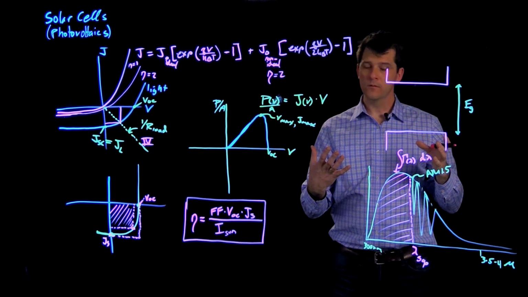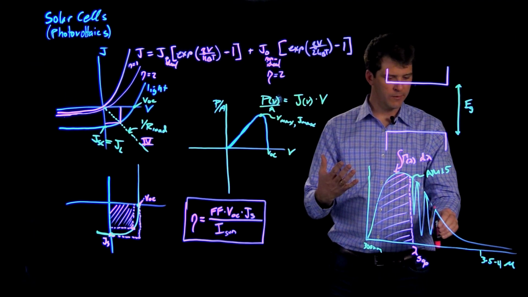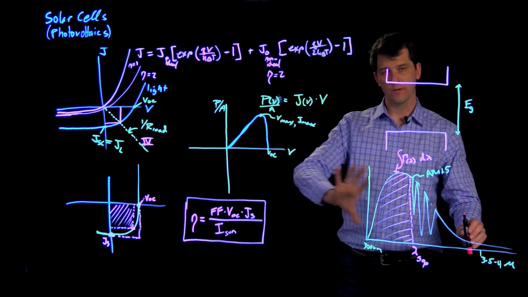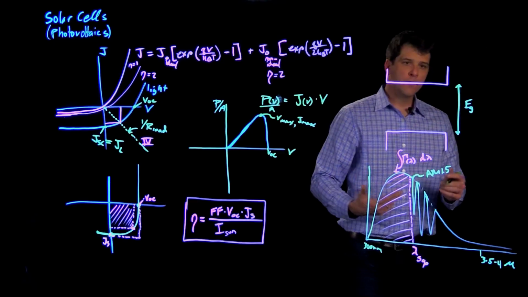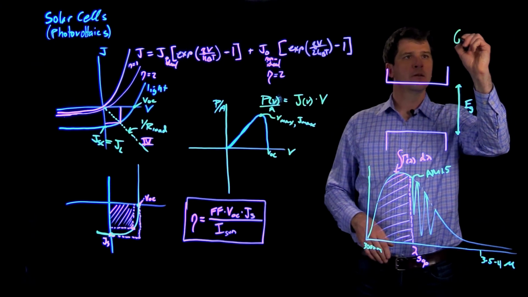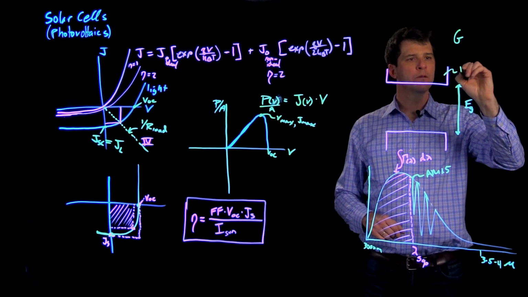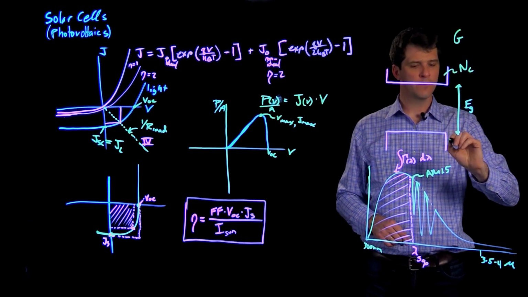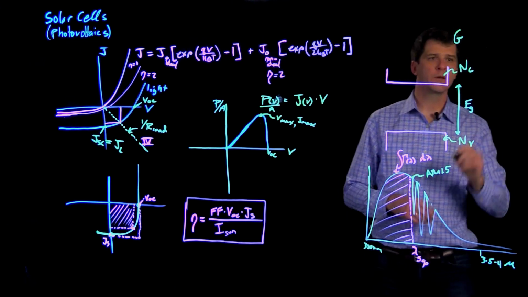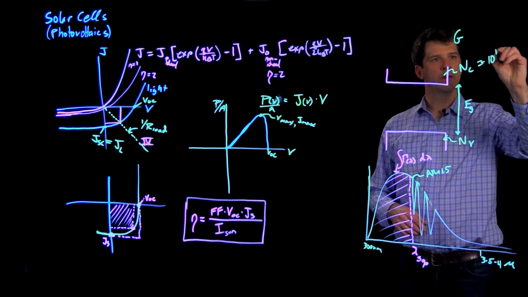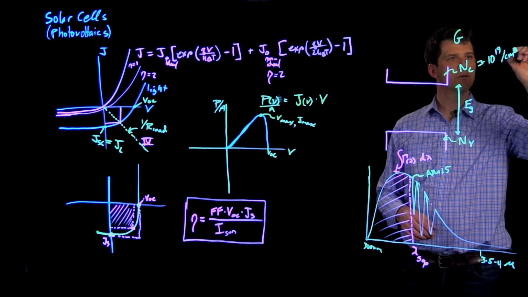Therefore, we can quickly see that as the band gap gets smaller and smaller, you can get more and more current. Now, however, where does the voltage come from? So now we have to talk about generation rate and density of states. The effective density of states, NC and NV, for semiconductors are of order 10 to the 19 per cubic centimeter.